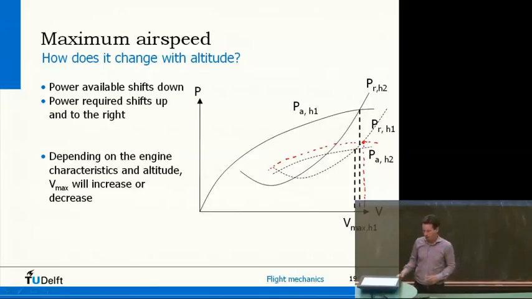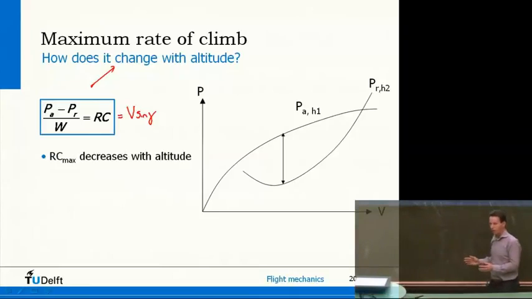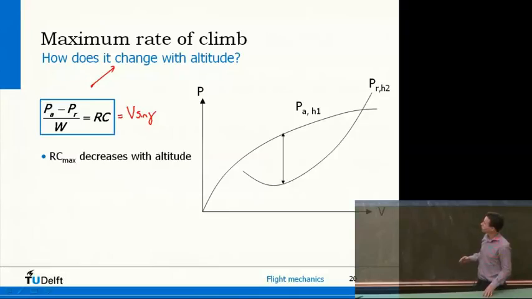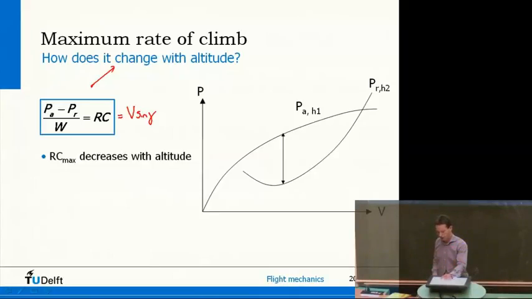Now let's have a look at the thing in between, which is the speed at which you can have maximum rate of climb. Now, I hope you remember, but all the energy you can have in excess, you can use actually to climb to create potential energy. So power available minus power required per unit of aircraft weight gives you a rate of climb. So in the diagram, this means that this distance between the two curves, this is basically a measure for rate of climb. And you could do that for any speed you like.